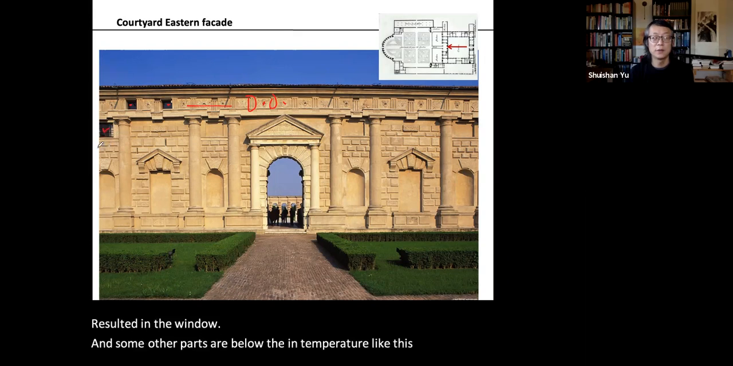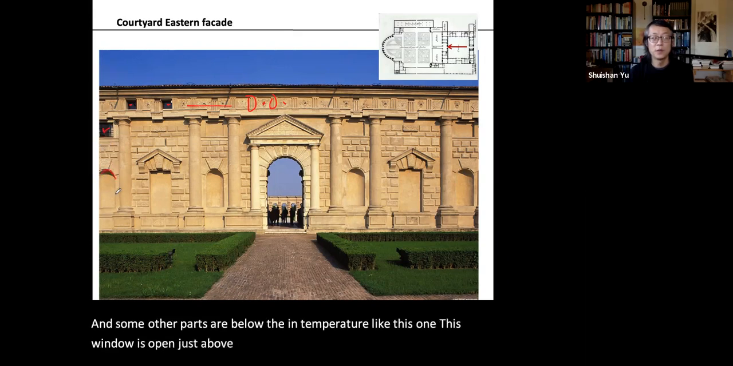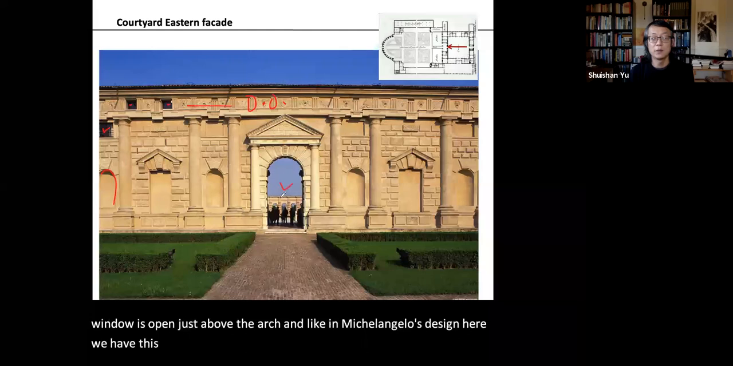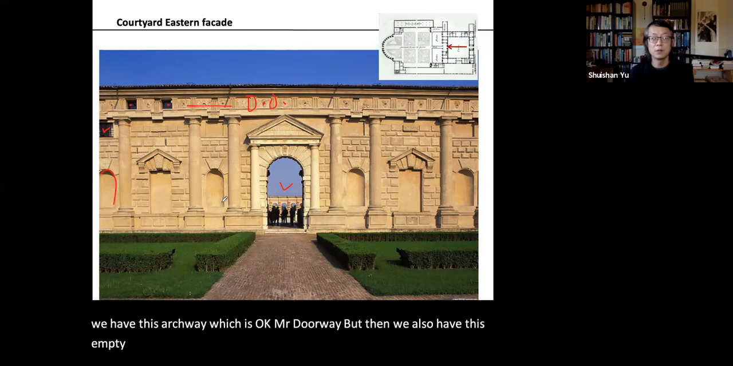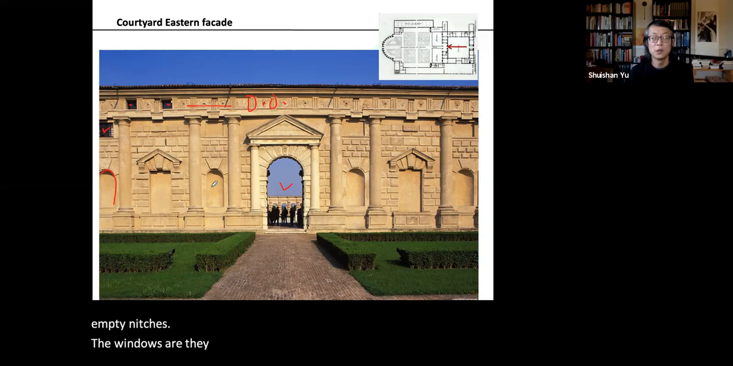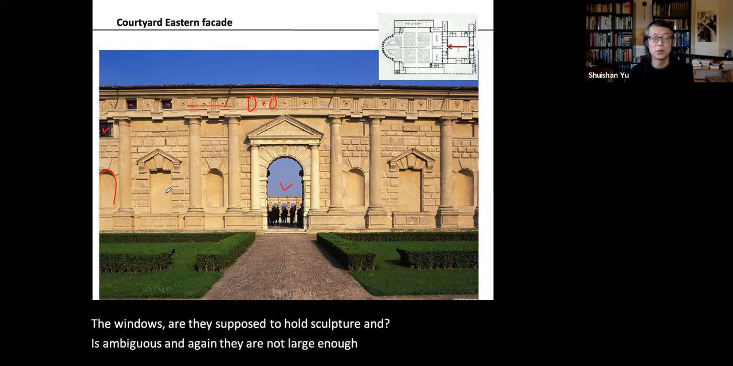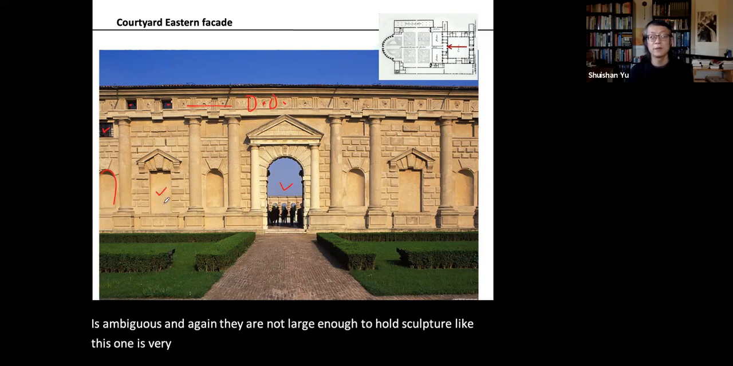This window is open just above the arch. And like in Michelangelo's design, here we have this archway, which is okay. It's a doorway, but then we also have these empty niches. Are the windows supposed to hold sculpture? It's ambiguous. And again, they are not large enough to hold sculpture. Like this one, it's very shallow, right? So kind of playing with classical form.